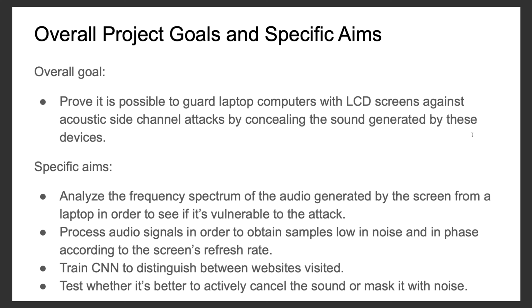After all that processing, we need to train a convolutional neural network with those samples, so we can distinguish between different websites being displayed on the LCD screen of the computer. And lastly, I'm not sure if I'm going to get to this point. My main point right now is to replicate the experiment, but if there's time left, I want to test if it's possible to guard against this attack by either masking the sound generated by the LCD screen, or by actively cancelling it.